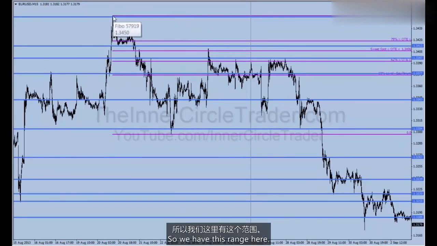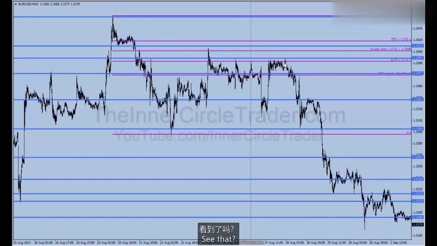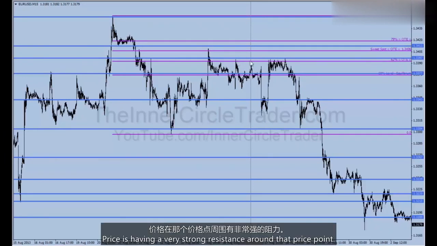So we have this range here, this high and this low. And as price rallies on up in here, price goes right up to that sweet spot. Here's your 70.5 level, unique to ICT. So here we have price reacting very nicely and then coming down, giving you several opportunities trading off of that 62% retracement level. See that? Price is having very strong resistance around that price point.